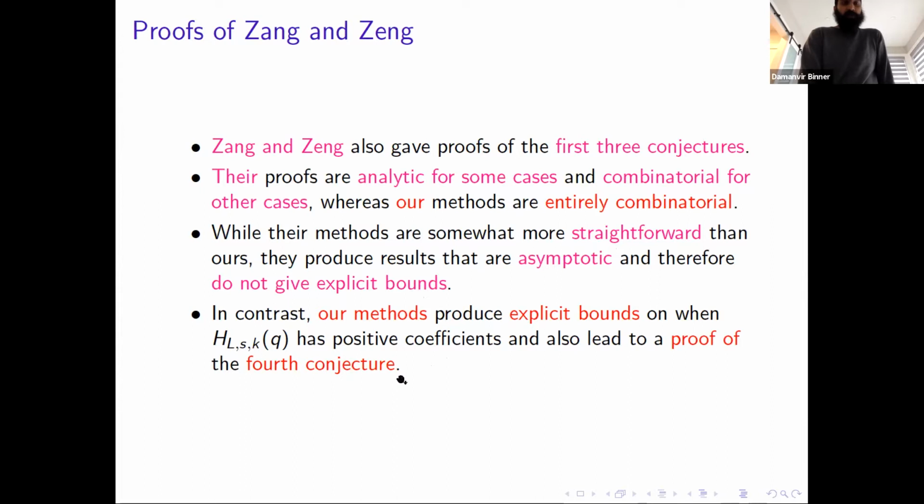and also lead to a proof of the fourth conjecture. By explicit bounds, we basically mean that they prove that the coefficient of q to the power n in this series is positive as n goes to infinity, and so they get that there exists a bound after which the coefficients are positive. Whereas using combinatorial methods, we get a specific number depending only on S, after which the coefficients are all positive.